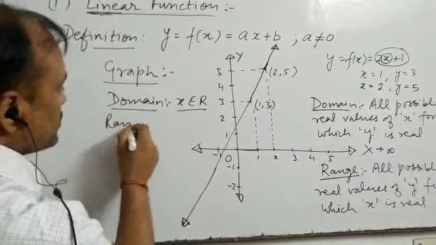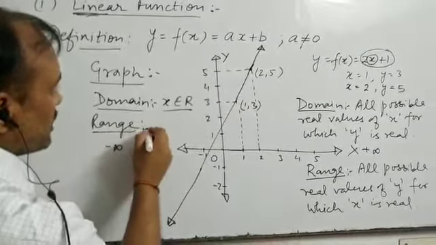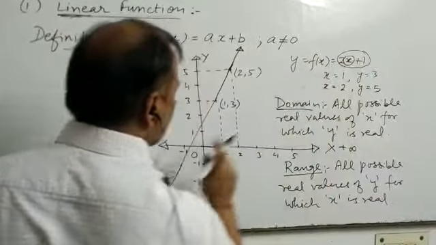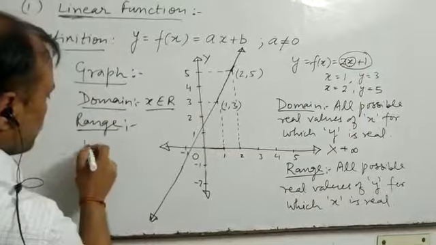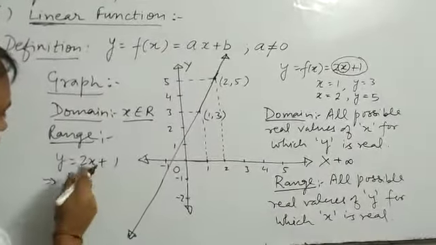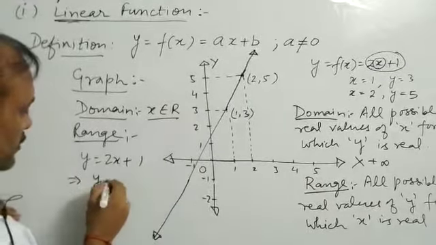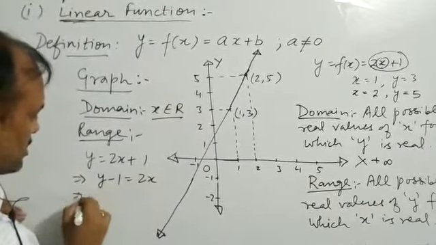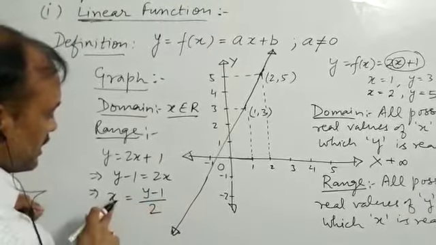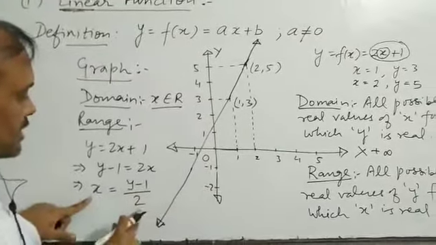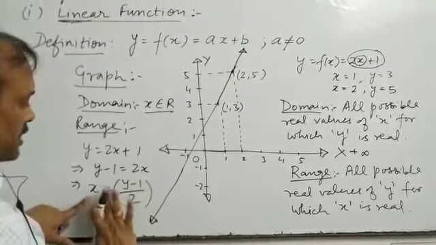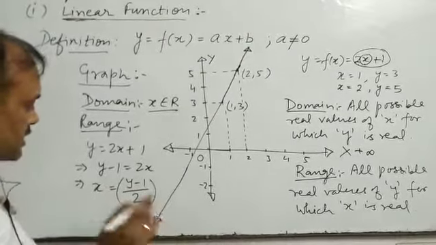Similarly, what is the range? How to work out the range? You just write this statement y equal to 2x plus 1 in a different way. y equal to 2x plus 1 can be written as, this implies, bring the 1 over here, y minus 1 is equal to 2x. This implies x is equal to (y minus 1) by 2. That means we have to write x completely in terms of y, so that x comes alone on one side and everything else goes to the other side in terms of y.